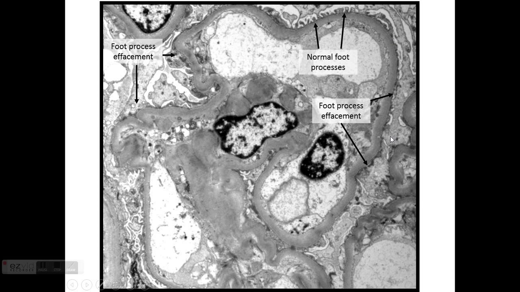Sometimes you may have on electron microscopy focal effacement of foot processes, but you will see usually large areas with normally preserved foot processes, and that's going to be a giveaway, and that's going to tell you that this is really a secondary form rather than a primary form of focal sclerosis.